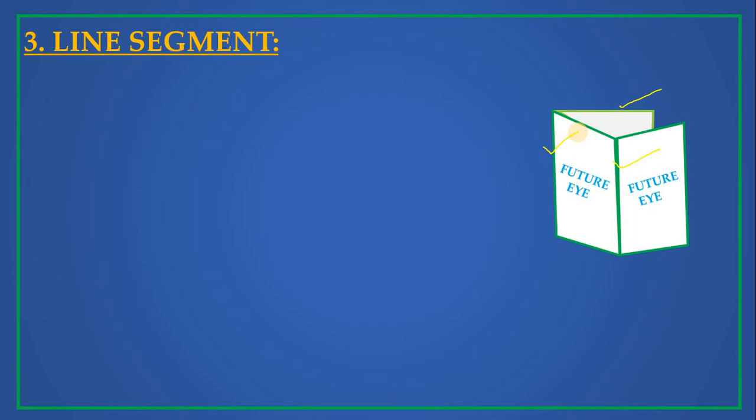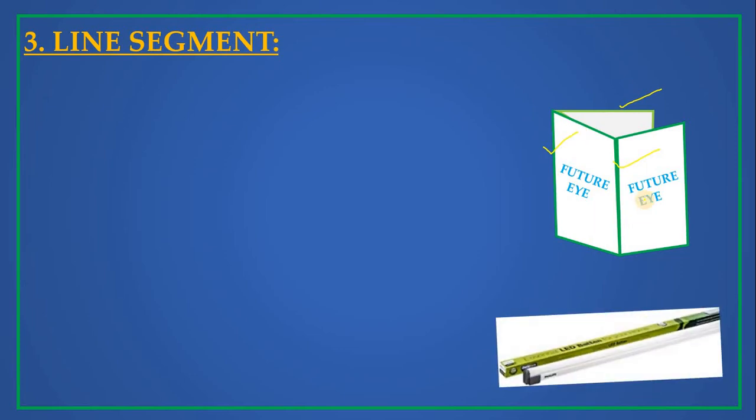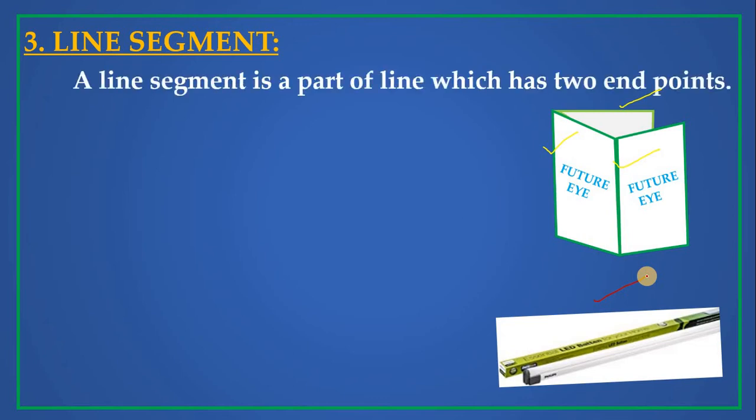If I ask you to measure the edges of your textbook using a scale or ruler, you can easily measure the edges of the textbook or notebook. Let us see another example, children. Take a tube light. A tube light is also an example of a line segment, because we can measure the length of a tube light, isn't it? Hence, a line segment is a part of a line which has two endpoints.